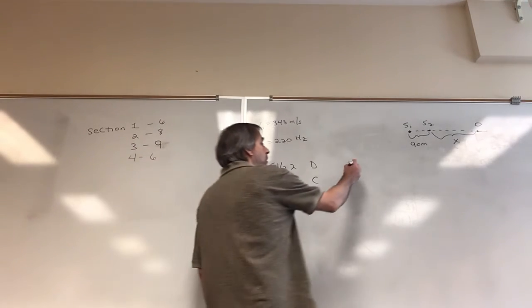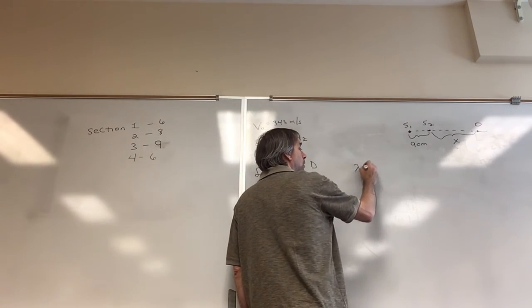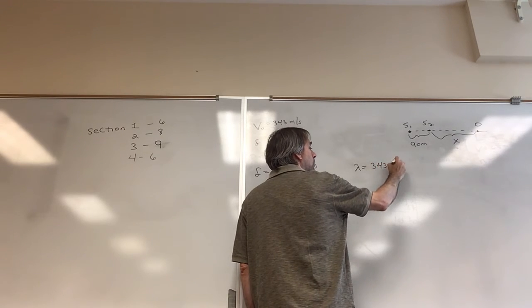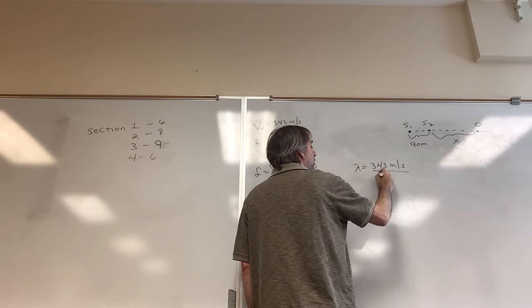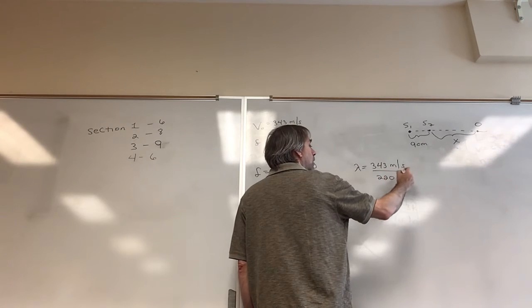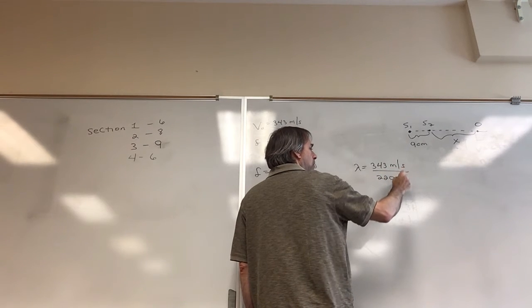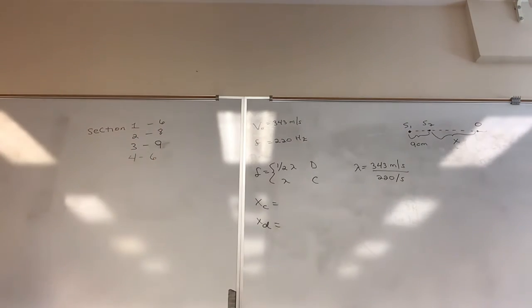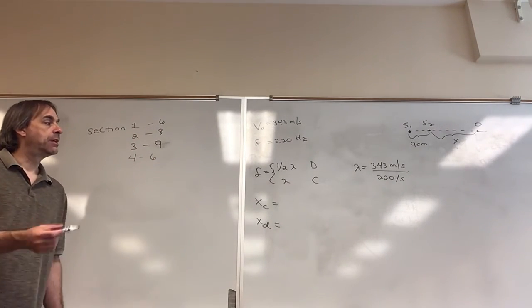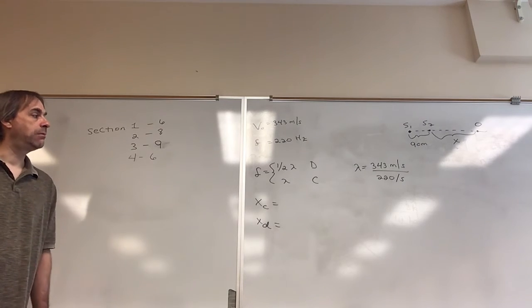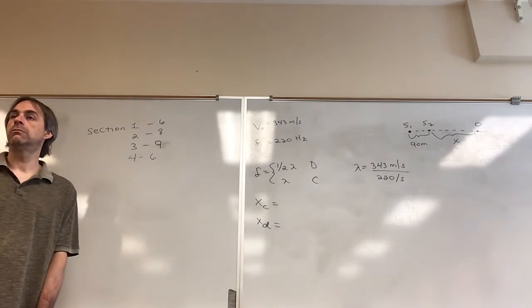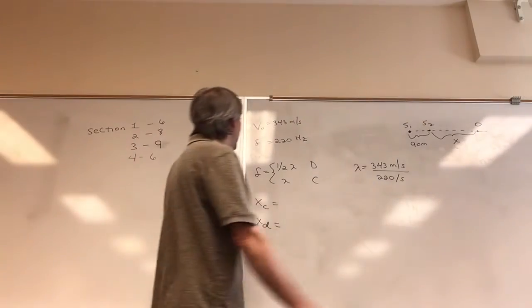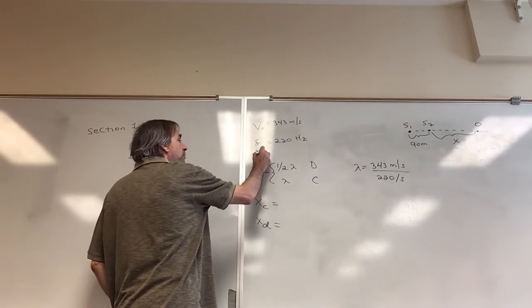So the wavelength would be the speed of sound over the frequency. A hertz is cycles per second, so we'll get the wavelength in meters here. So what's 343 over the frequency? Somewhere around 1.65. So lambda is 1.65 meters.